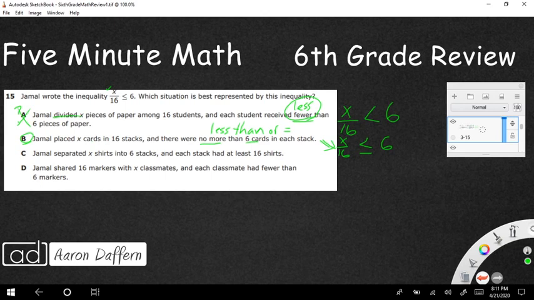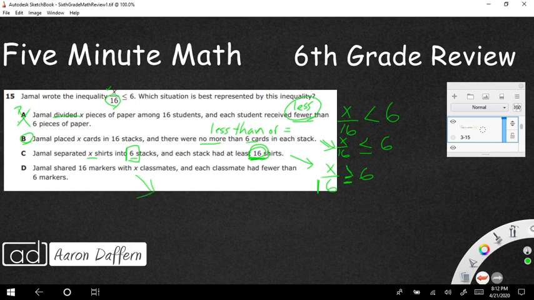Jamal separated X shirts into six stacks. Well, that's already giving you a problem. X divided by six, that's the wrong thing. And each stack had at least 16. So now it's going to be X over six. And actually, each stack had 16 shirts, right? So Jamal separated X shirts into six stacks. And so those 16 shirts is going to be the number of shirts that are at least in each of these stacks. And it's going to be greater than or equal to this six. Those are the six stacks you're dividing it into. So it does have the correct denominator. It has an equal to, but it's greater than or equal to, not less than, because each stack had at least 16 or more.